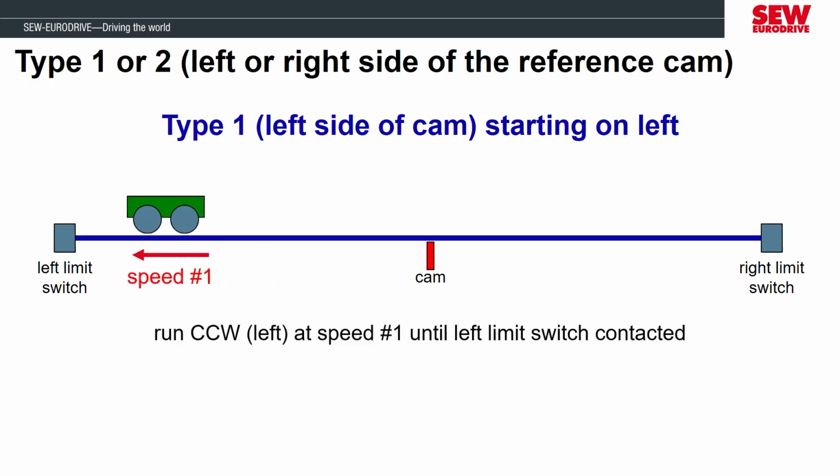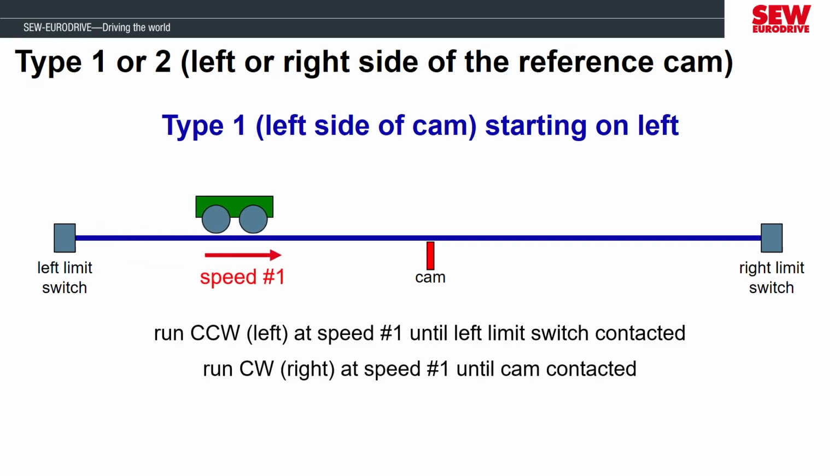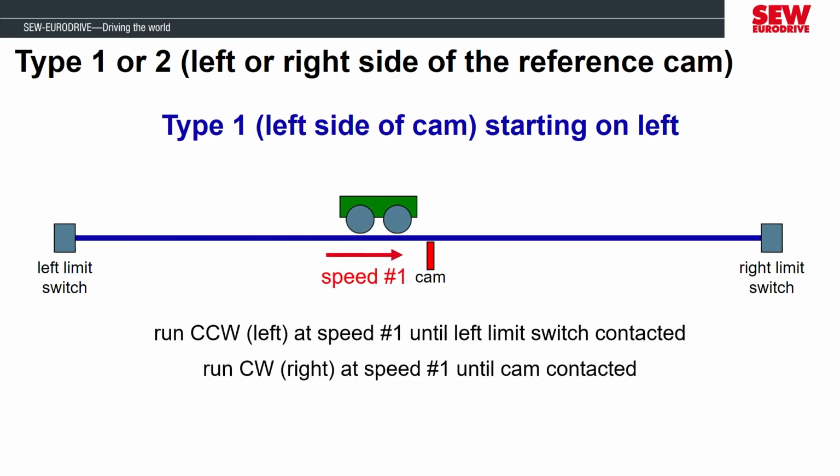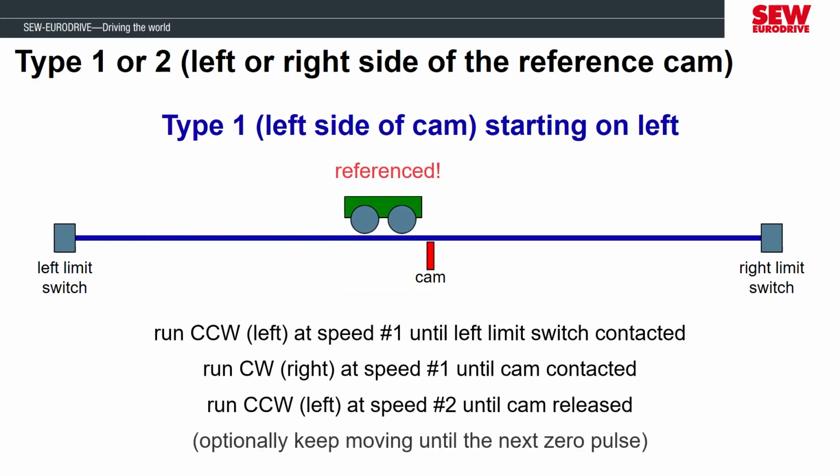If the equipment is already to the left, then it will continue traveling left at speed 1 until it contacts the left limit switch. At that point, it will automatically back off of the limit switch using speed 1 and travel until it locates the cam. Then it will slow to speed 2 and back off of the cam until it's clear, and then set the reference at that position.